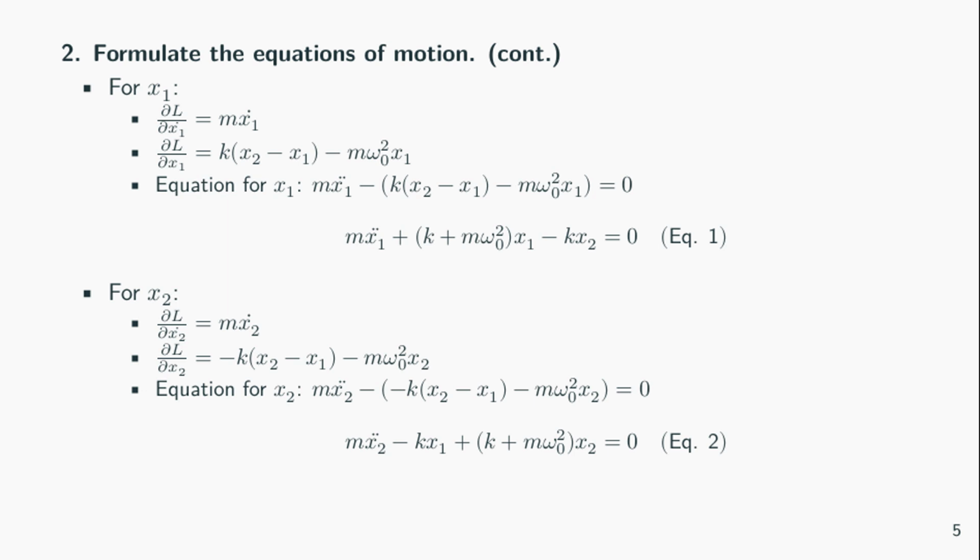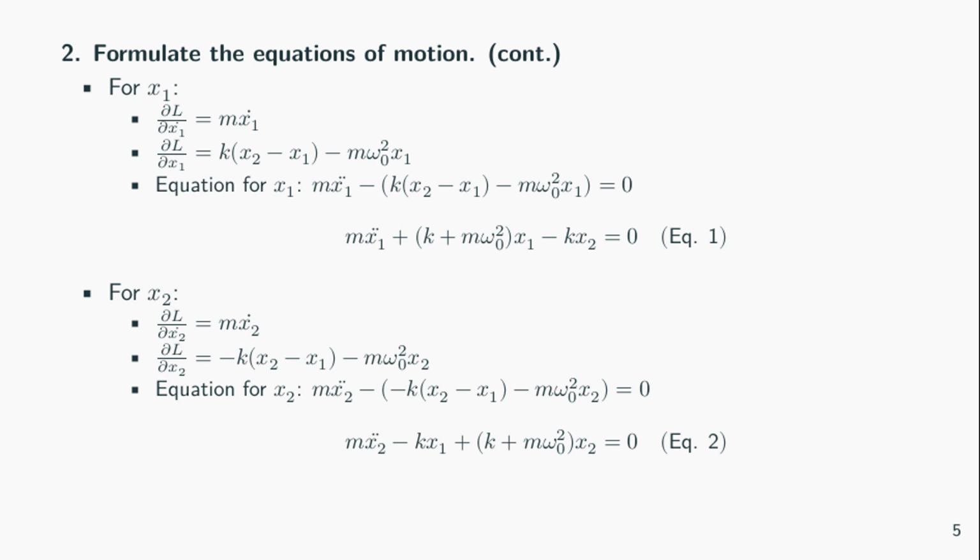The partial derivative of 1/2 m omega 0 squared (x1 squared plus x2 squared) with respect to x1 is minus m omega 0 squared x1. So the partial derivative of L with respect to x1 is K times (x2 minus x1) minus m omega 0 squared x1. Now plug these into the Euler-Lagrange equation for x1. The time derivative of m x1 dot, which is m x1 double dot, minus the partial derivative with respect to x1. This gives us m x1 double dot minus [K(x2 minus x1) minus m omega 0 squared x1] equals 0.